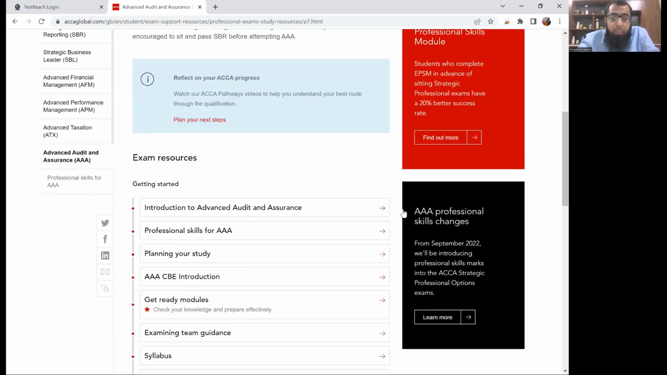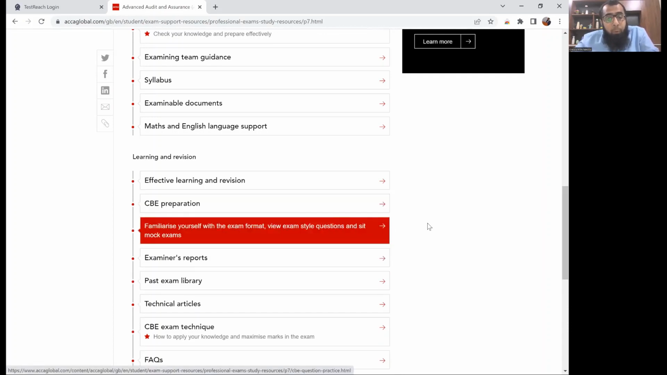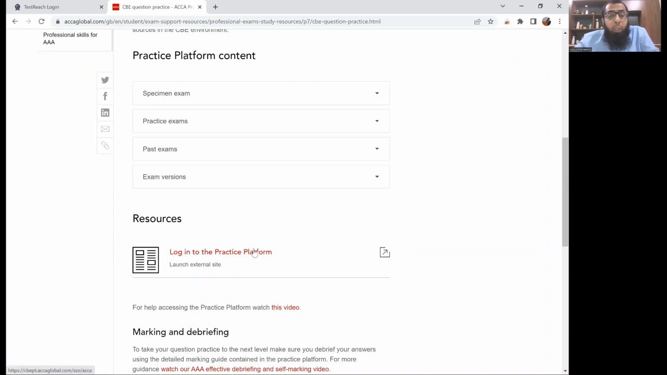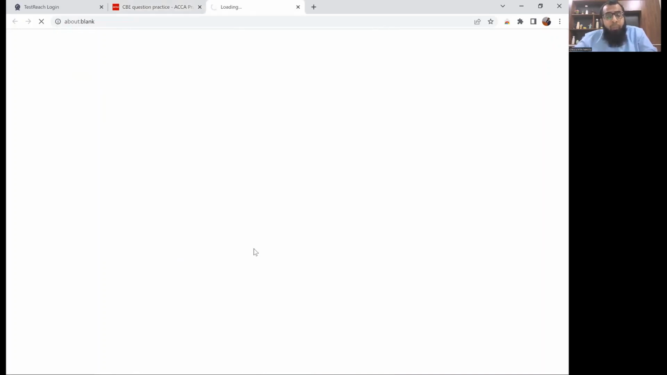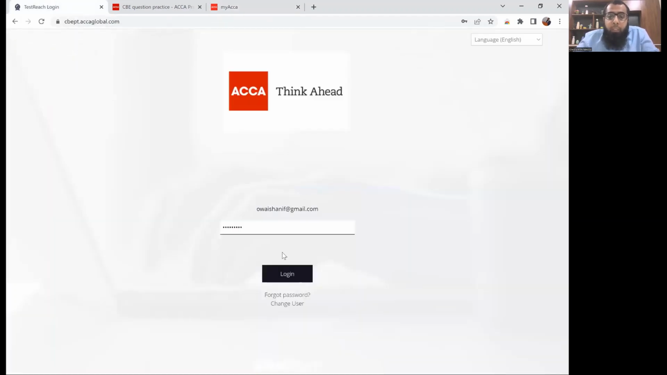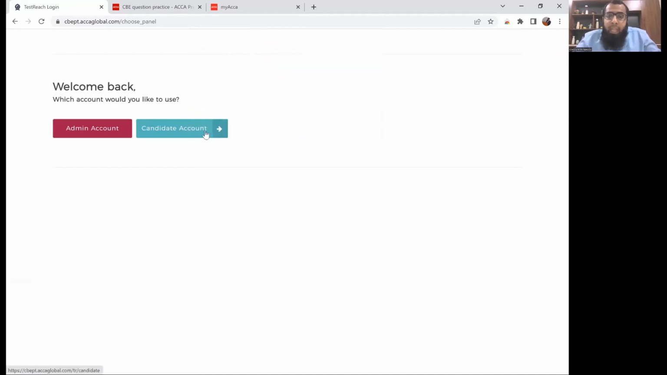Now you will scroll down, and you will move towards the CBE Practice Questions ACCA platform. Now you will click on this and it will take you to the ACCA practice platform, and you will click here to log into the practice platform. Once you go to this screen, you will use your user ID and password to log in. You will click on login, and your software will get logged in. In your case, it will be just a candidate account.